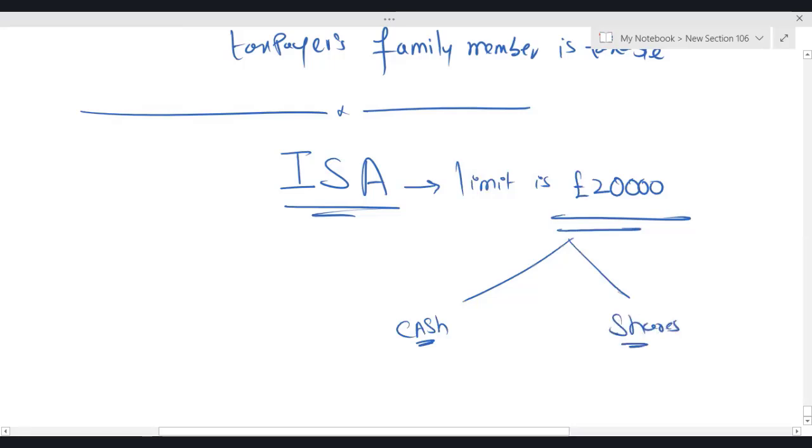And 50-50, it is not necessary. It could be in any proportion. But what I really want to say is, in an individual savings account, it is not necessary that you have to deposit only.